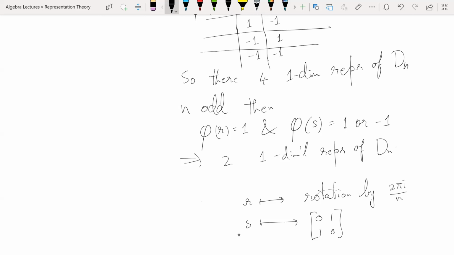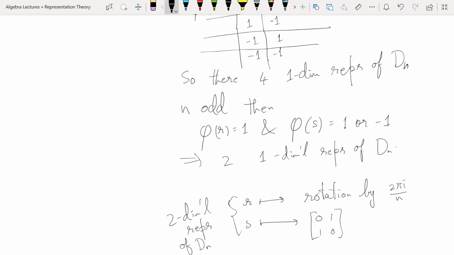But of course, once you give a map to GL2(R), GL2(R) sits in GL2(C), so you can think about these representations as complex representations as well. So S goes to this matrix, R goes to this matrix, and this defines a two-dimensional representation of Dn. But then one has to check whether it is an irreducible representation or not.